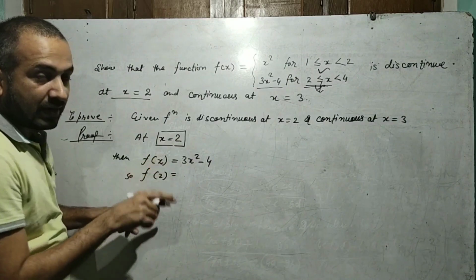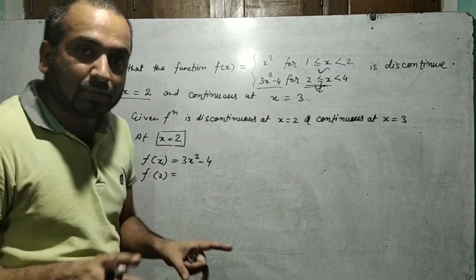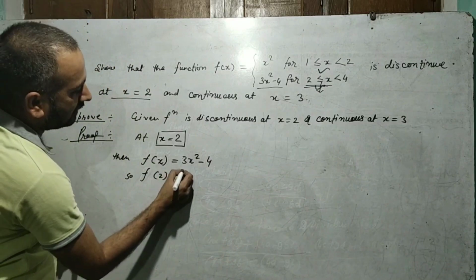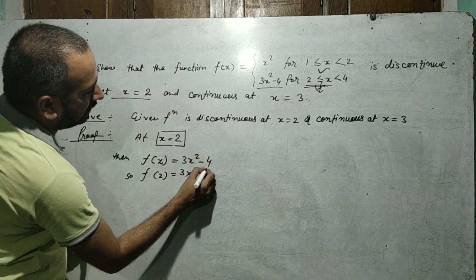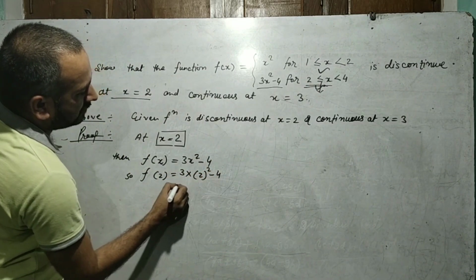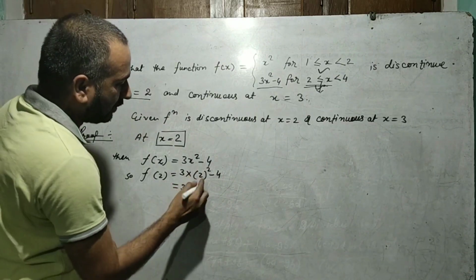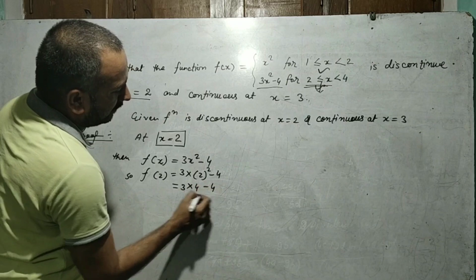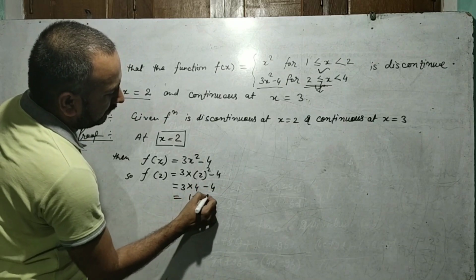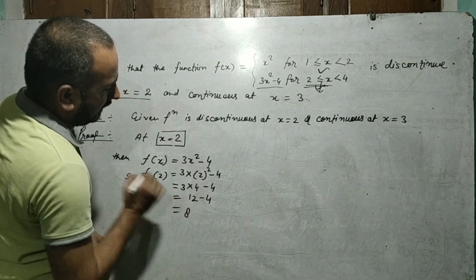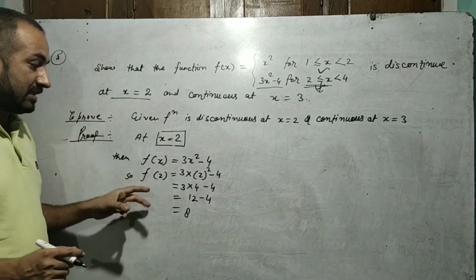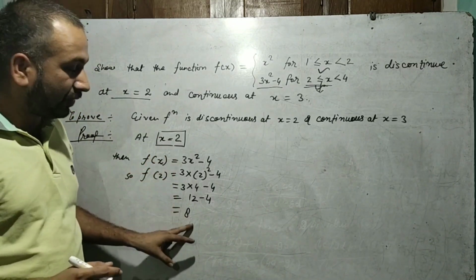So at x we will put 2. This is 3 into 2 whole square minus 4. This gives 3 into 4 minus 4, and 3 times 4 is 12, minus 4. So this is 8. So the value of the function at x = 2 is 8.